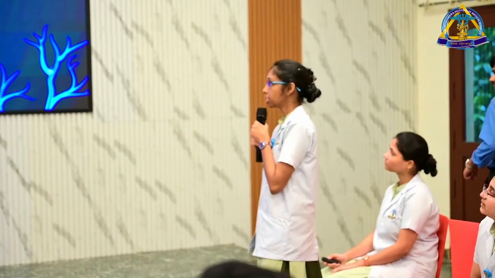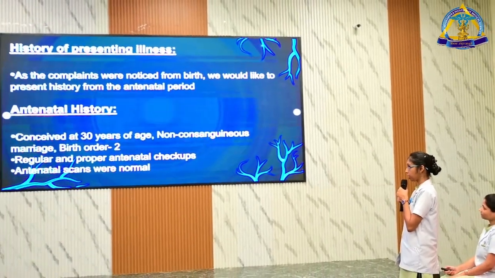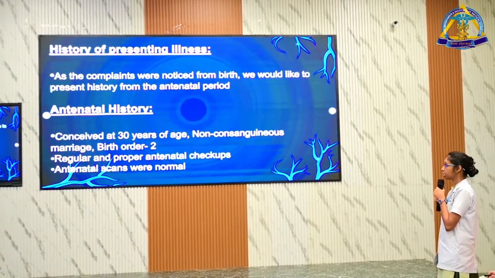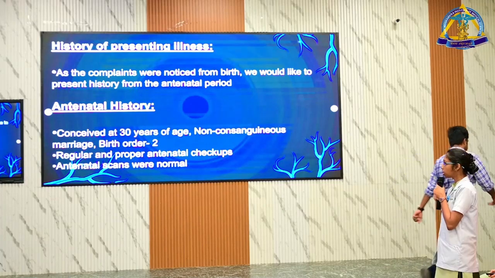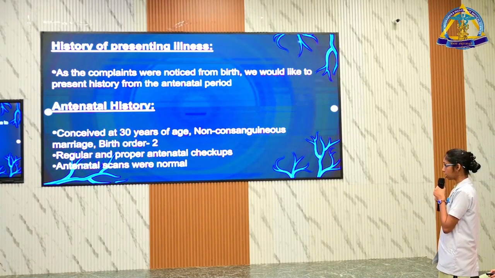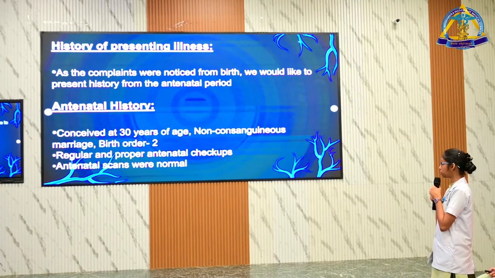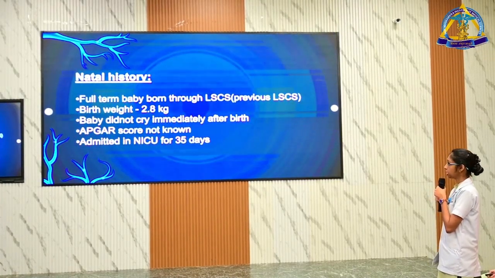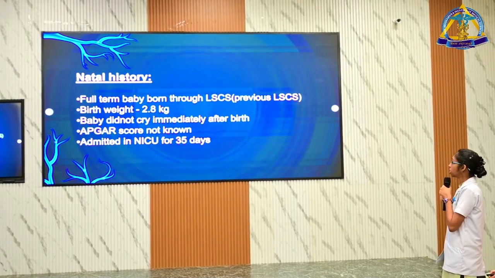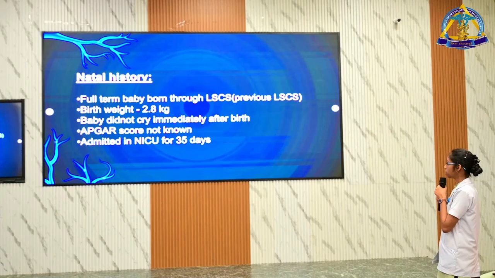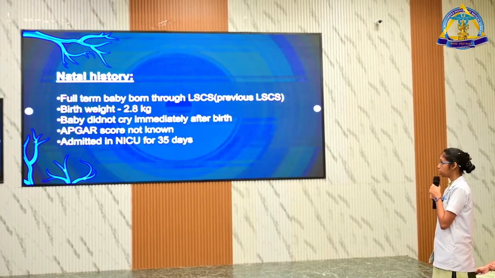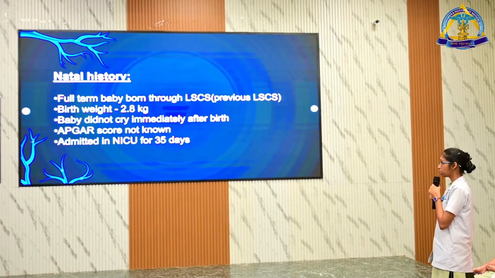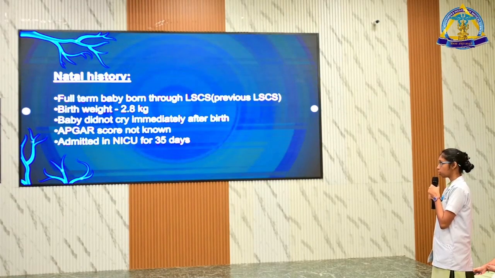History of presenting illness. As the complaints were noticed from birth, we would like to present history from the antenatal period. Antenatal history: mother conceived at 30 years of age, non-consanguineous marriage, and birth order 2. Regular and proper antenatal checkups were done, and antenatal scans were normal. Natal history: the baby is a full-term baby born through ELSCS. Previous lower segment C-section was done for the first time, and birth weight of the baby is 2.8 kg. Baby did not cry immediately after birth. Apgar score is not known.